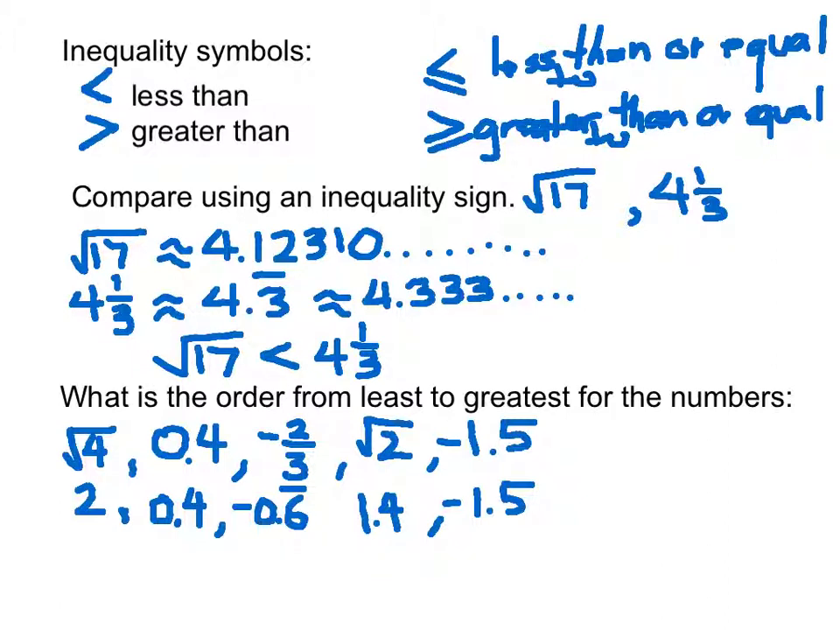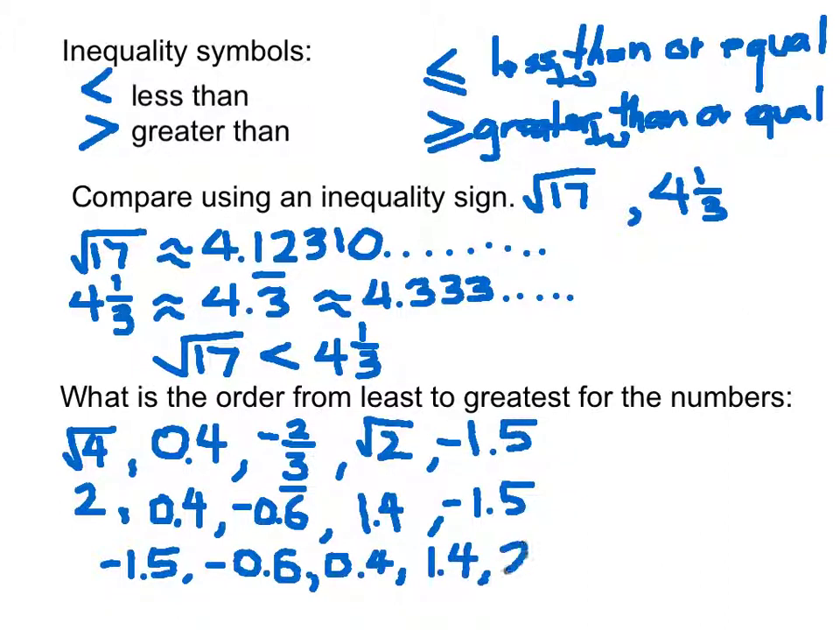Now we should have a really easy time putting these in order from least to greatest. Think about where they are on the number line. Negative 1.5 is furthest to the left, so it's the smallest number. The next negative number I see is negative 0.6. That was a pretty easy comparison. For the next number, I've got to choose between the 2, the 0.4, and the 1.4. I'm thinking the next number on the number line will be 0.4. Then I've got to choose between 1.4 and 2. Well, 1.4 is left of 2 on the number line.